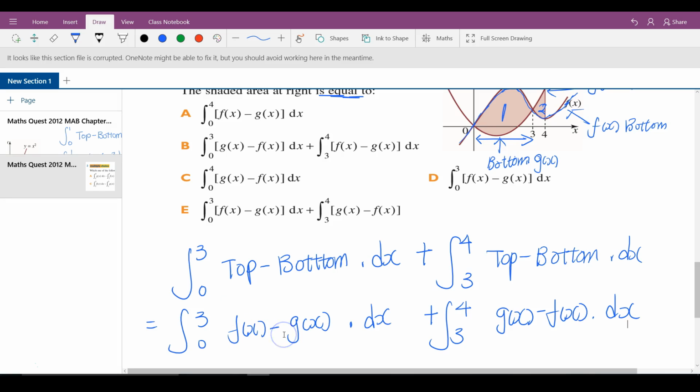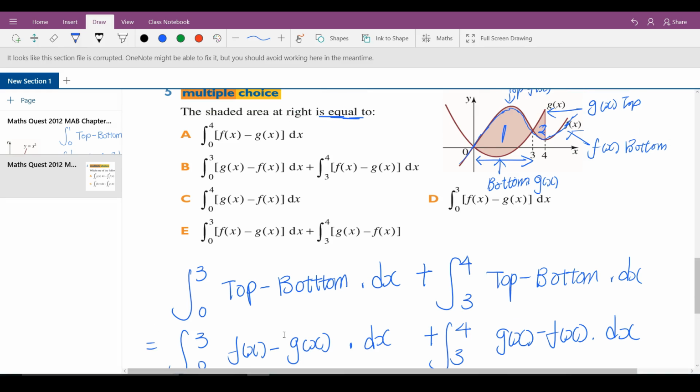Let's look at the first option. It goes from 0 to 4, f of x minus g of x, from 0 to 4. This is never going to be right, especially when the two functions intertwine like this, where one goes down and the other goes up. So that bit is already wrong.